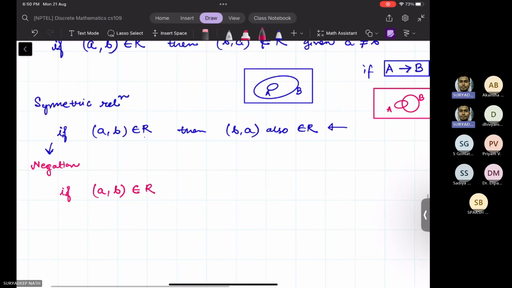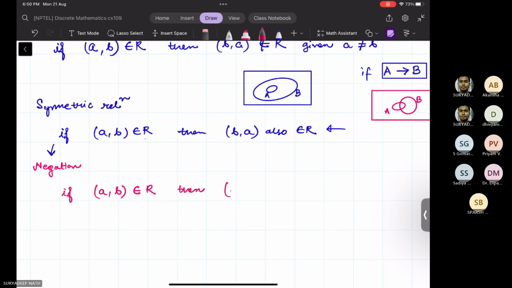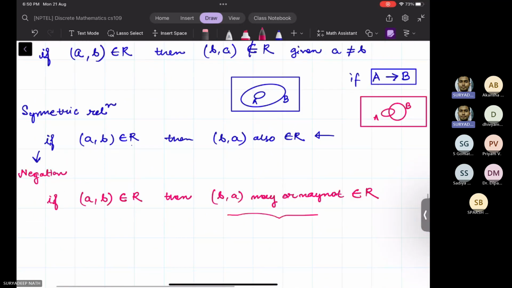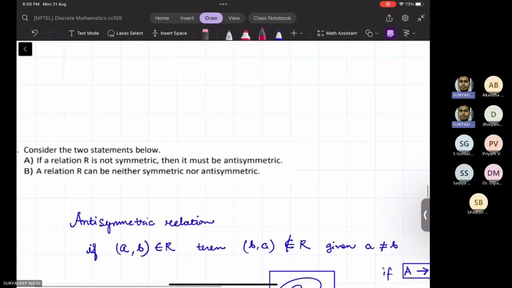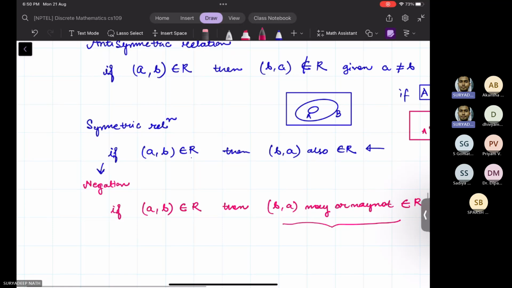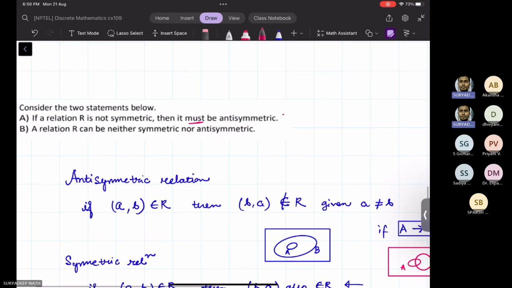So it means that if (A, B) belongs to R, then (B, A) may or may not belong to R. This is the actual negation. So if this is true, that it may or may not belong to R, then statement 1 cannot be true. It is saying it must be antisymmetric, but the negation is actually that it may or may not. Therefore this statement is wrong.